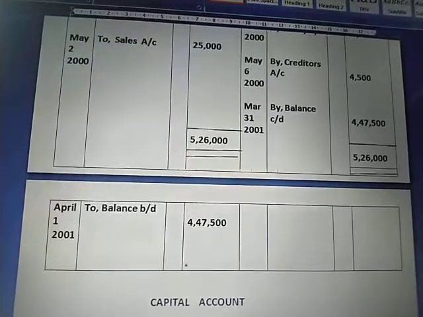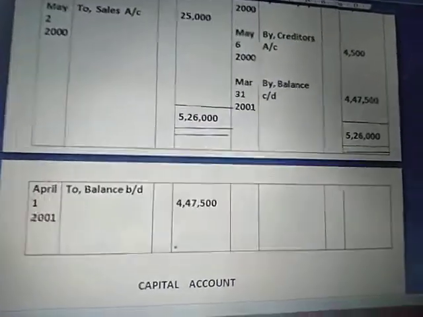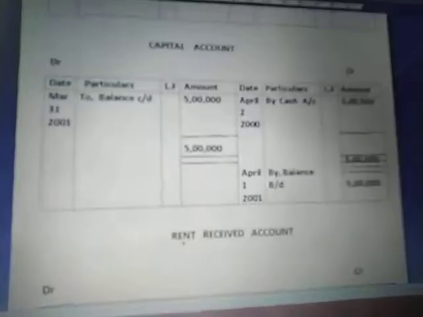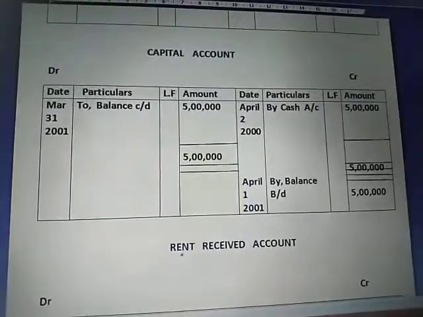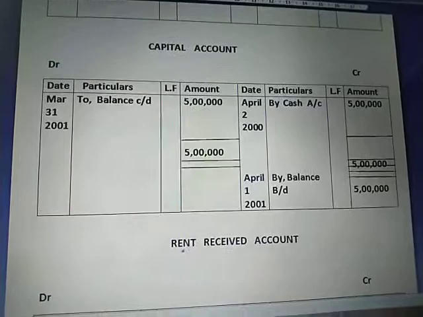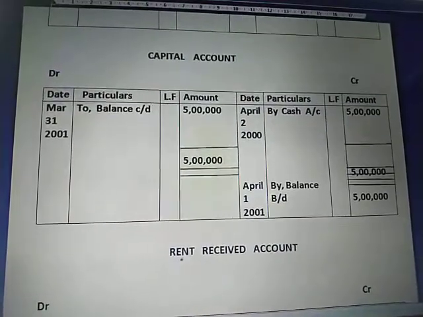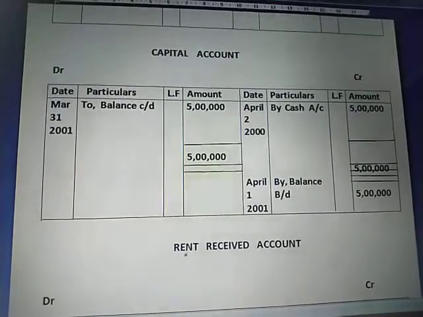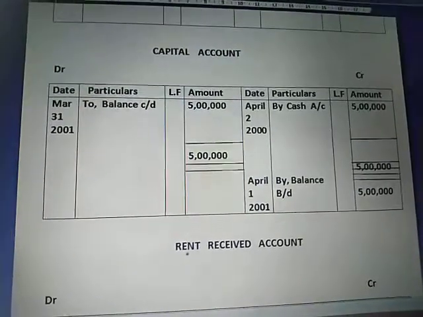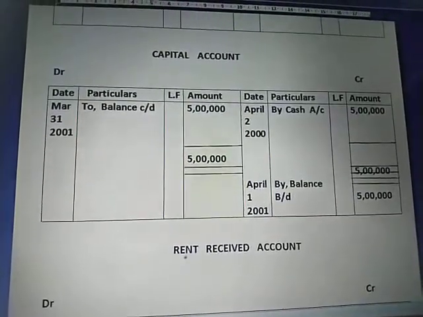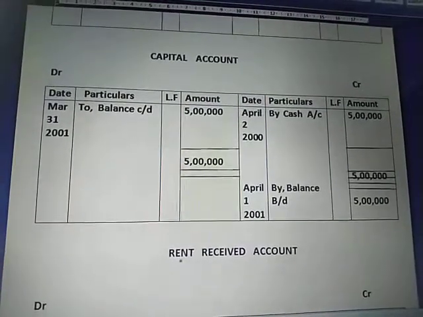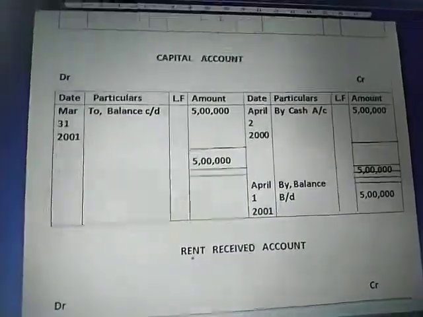Okay, so now we move on to capital account. Capital account contains a credit balance, and when we are starting the business with capital, we post it on the credit side on April 2000 by cash account 5 lakh, and for balancing it we have to do it by balance CD on the debit side 5 lakh, and this balance will be brought down in the next year opening entry.